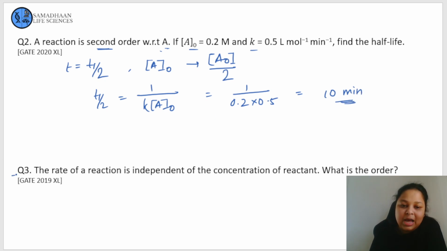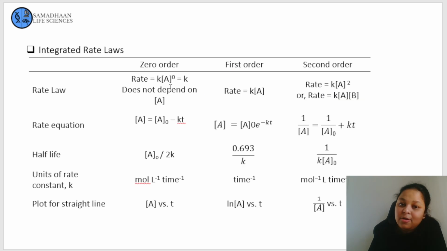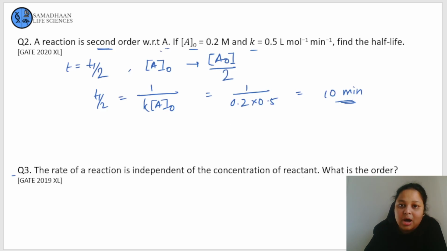Okay. Now for the last question for today, a reaction's rate is independent of the concentration of the reactant. What is the order? We already saw that. For the zeroth order, the rate of the reaction is independent of the reactant concentration. So the answer here is 0, zeroth order.